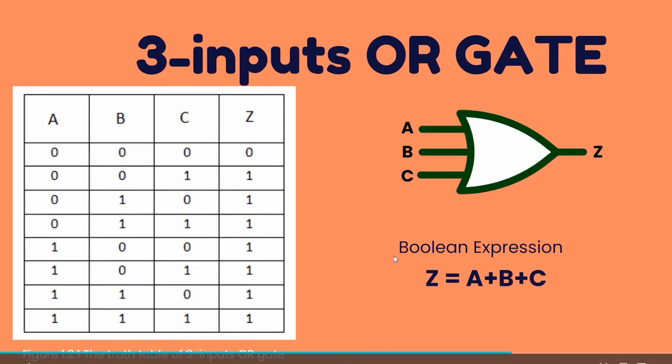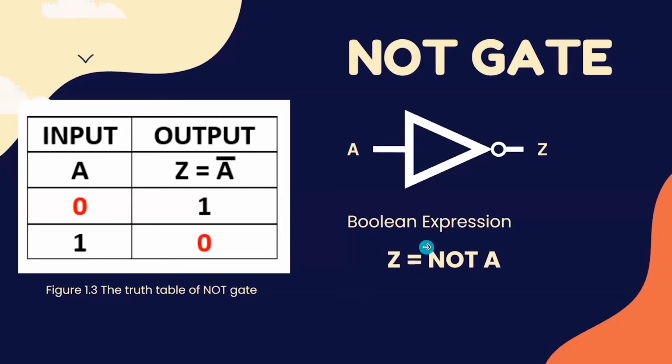Similarly, the next gate is the NOT gate. Our last basic gate is the NOT gate. It is also called an inverter gate, because in this gate the output is the complement of the input signal. Here we can see only one input and one output signal. As I mentioned before, the output is the complement of the input logic. Z is equal to NOT A, that means the complement of A.